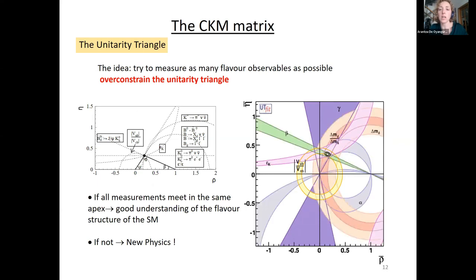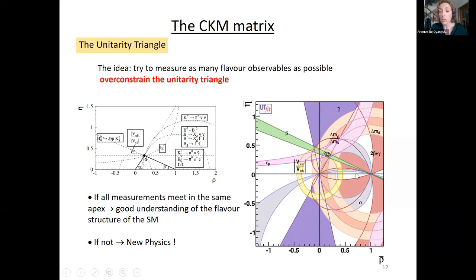Okay, so this was the idea. What I wanted to show you is that each observable gives a constraint in the rho eta plane. If I have an uncertainty, instead of just a function I have a band. Each of these bands represents the measurement with its uncertainties, and each of them gives a different constraint.